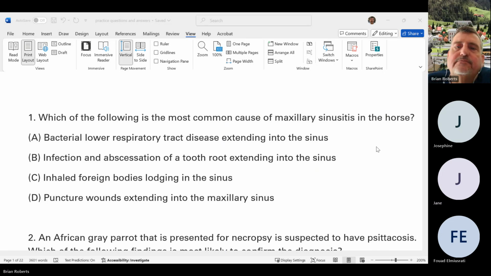Okay. And I would say B, the infection and abscessation of a tooth root extending to the sinus. Yep, that's correct. All of those can cause sinusitis, but the most common one would be a tooth root infection. Inhaled foreign bodies, you might see one or two in your entire career as a veterinarian. Think about yourself: how many times do you have a toothache versus how many times you snort something up your nose by accident.